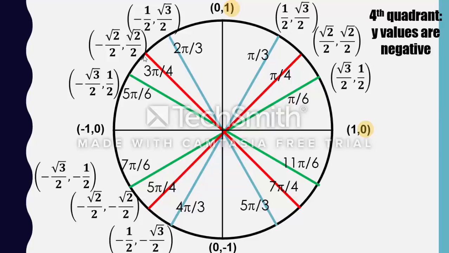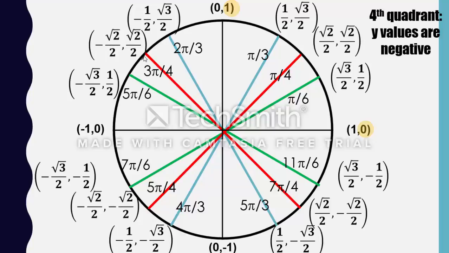Lastly, in our fourth quadrant, only the y values are negative, so we have 1/2 and the negative square root of 3 over 2, which corresponds to these three other ordered pairs. Then we have square root of 2 over 2 and negative square root of 2 over 2. And then we have the square root of 3 over 2 and negative 1/2.